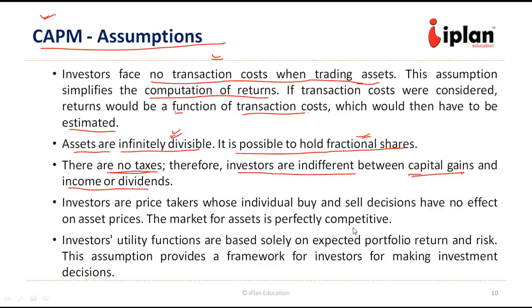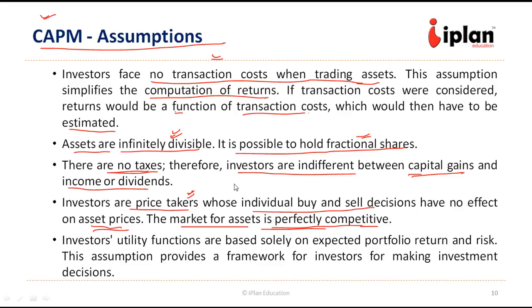The next assumption says that investors are price takers, whose individual buying and selling of securities does not make any difference to asset prices. So market impact cost for investors is 0. Markets are perfectly competitive and there is no market impact cost. Their decision about buying and selling is not affecting the market at all. So they are just price takers.